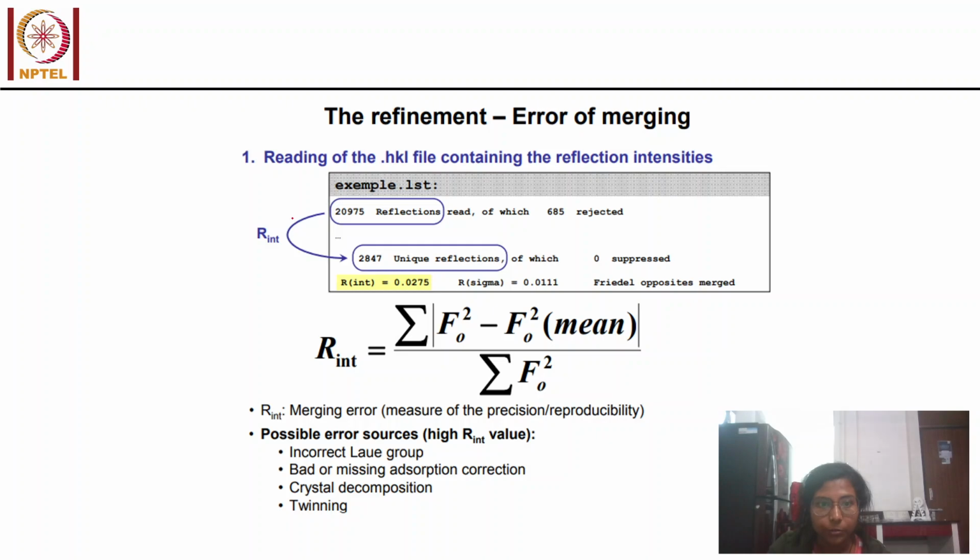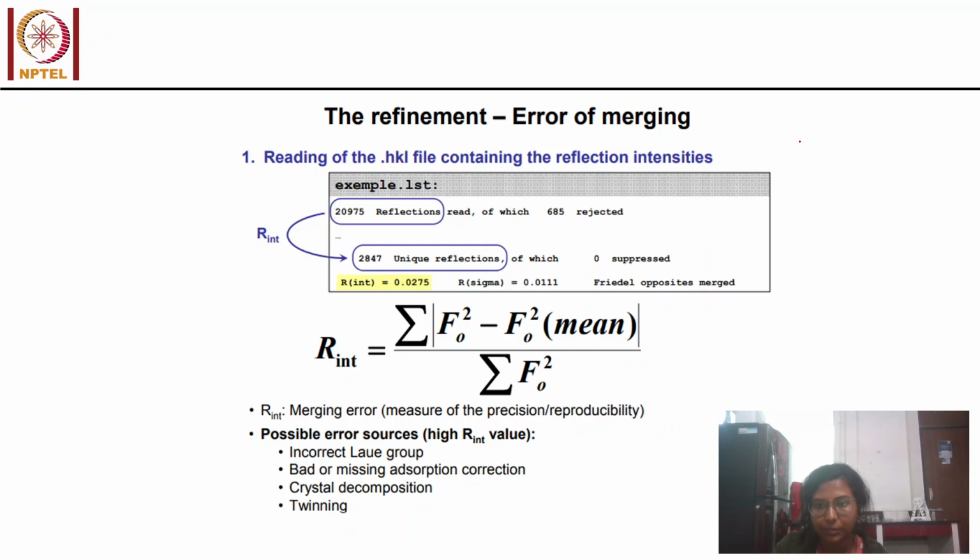And from these unique reflections, we get my R int. So this R int, you can see, is the difference between the mean of the observed, meaning for every HKL, what is the mean.